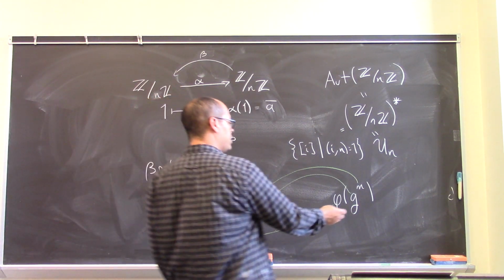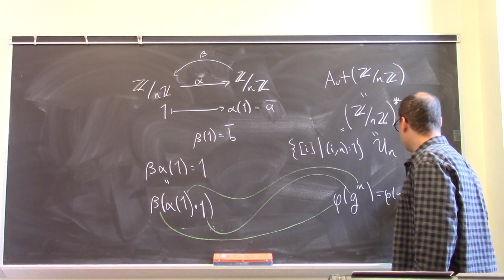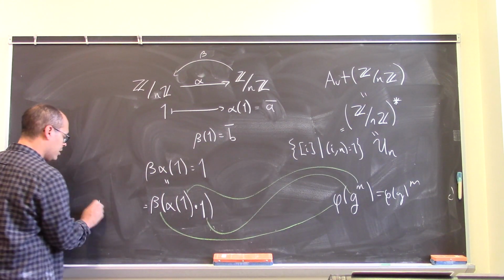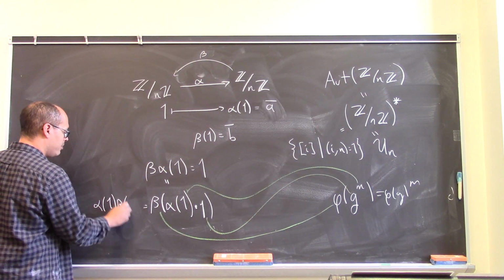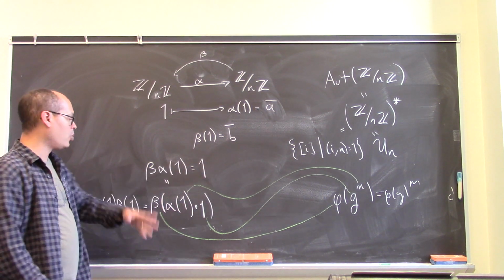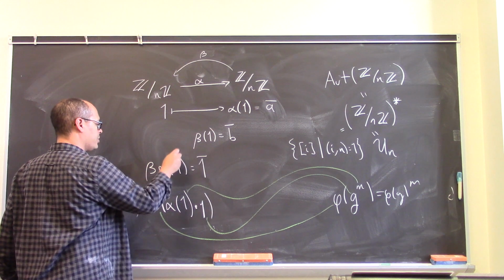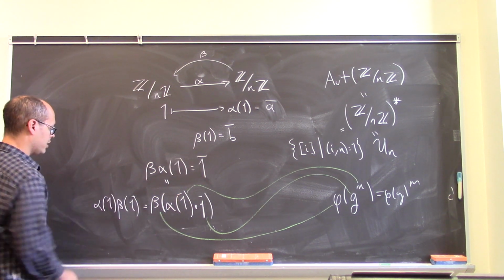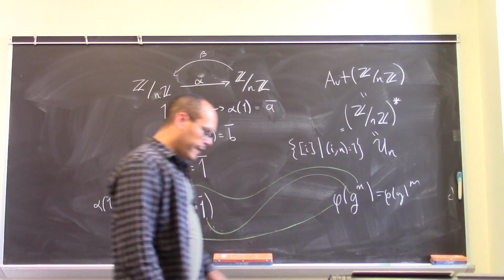And what we know is that in a group, this is φ of g to the m, but written additively, that looks like this is α of 1, β of 1. And I want to know that this is 1, really the class of 1, we should say, right? Okay, classes of 1. All right.